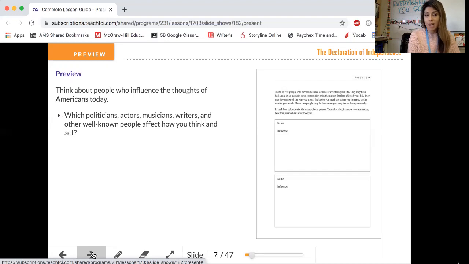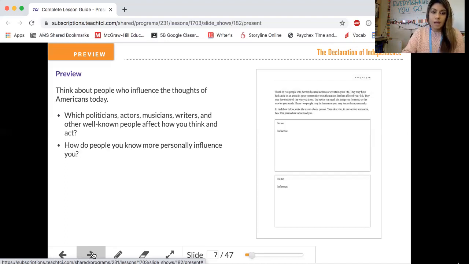Maybe you like how they play an instrument, and so you want to play an instrument like them, or maybe you like the style of writing that they do. So that affects how you maybe write your essays during Writer's Workshop. How do people you know more personally influence you? So maybe your mom or dad, or maybe a big brother or big sister. How do people you know more personally influence you?